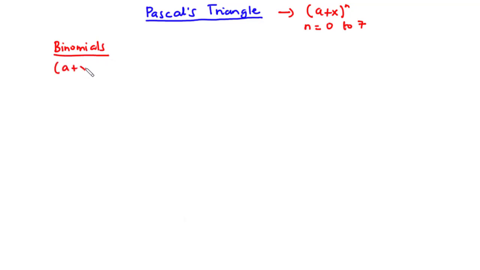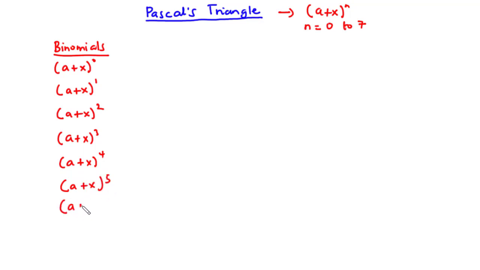We have a plus x to the power 0, a plus x to the power 1, a plus x to the power 2, to the power 3, to the power 4. So how do we find the coefficient of these binomials?